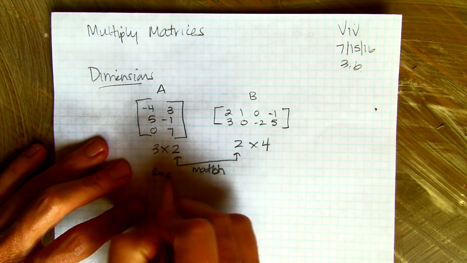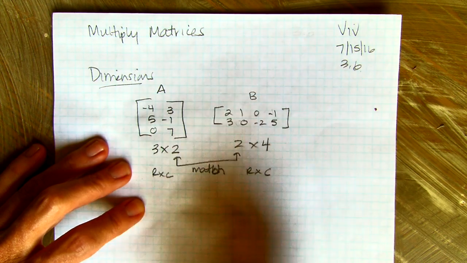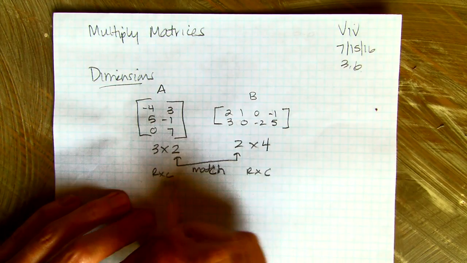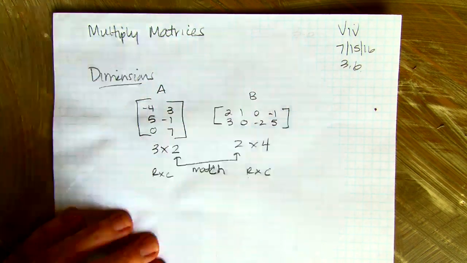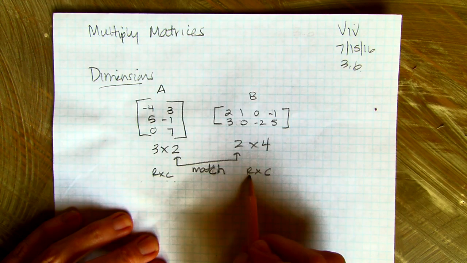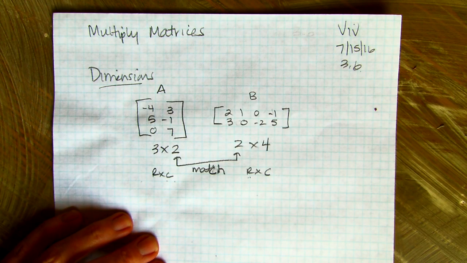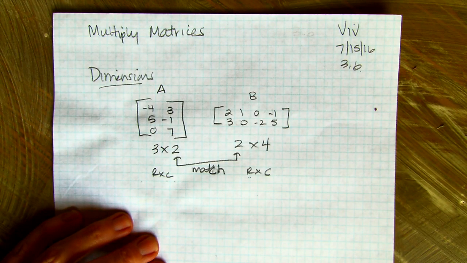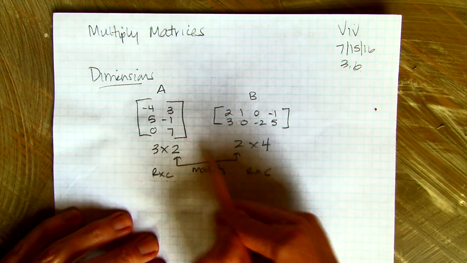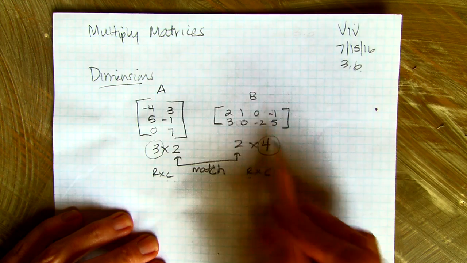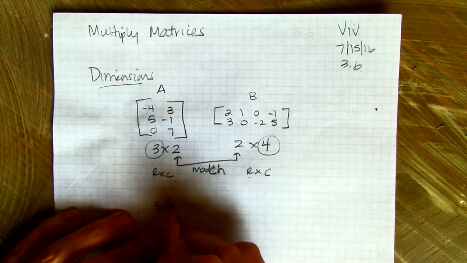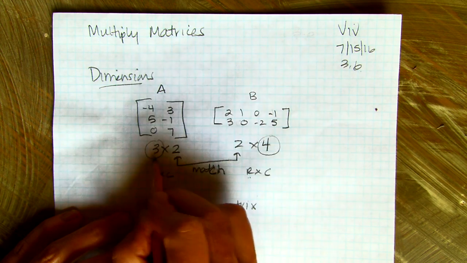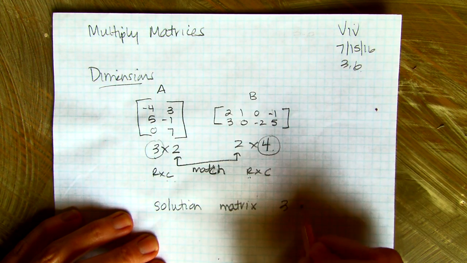So remember, it's row by column, row by column. The number of columns in the first matrix has to match the number of rows in the second matrix. And when you see the process, you'll understand why that works. So once you've checked that these two match, the solution matrix will be a 3 by 4.